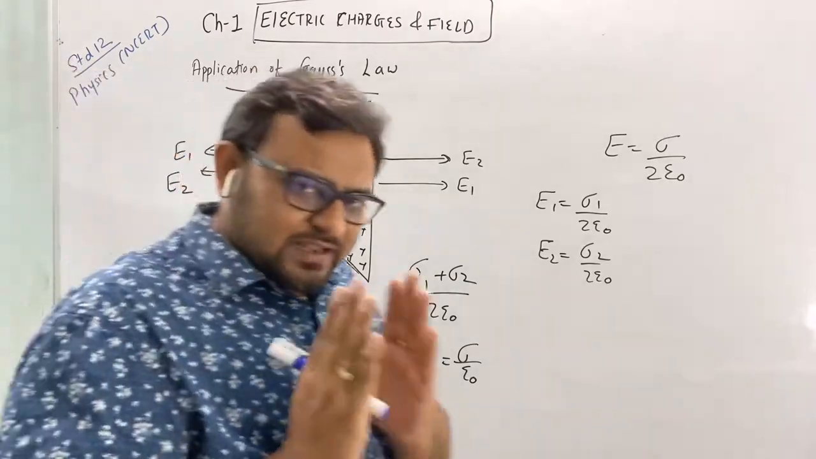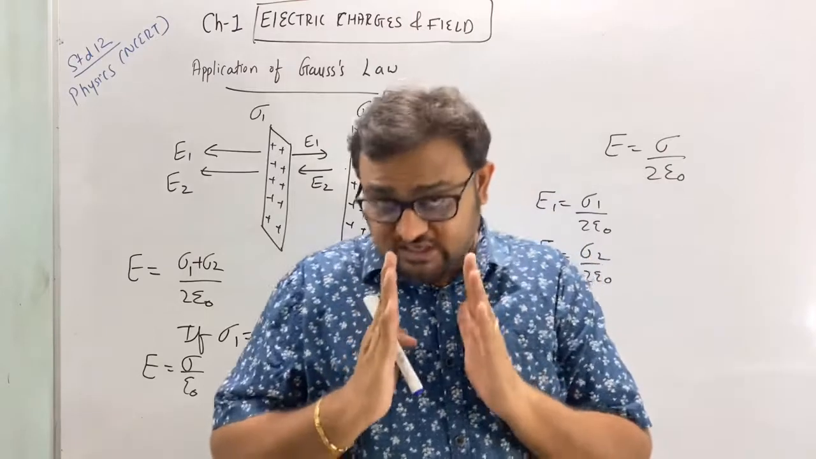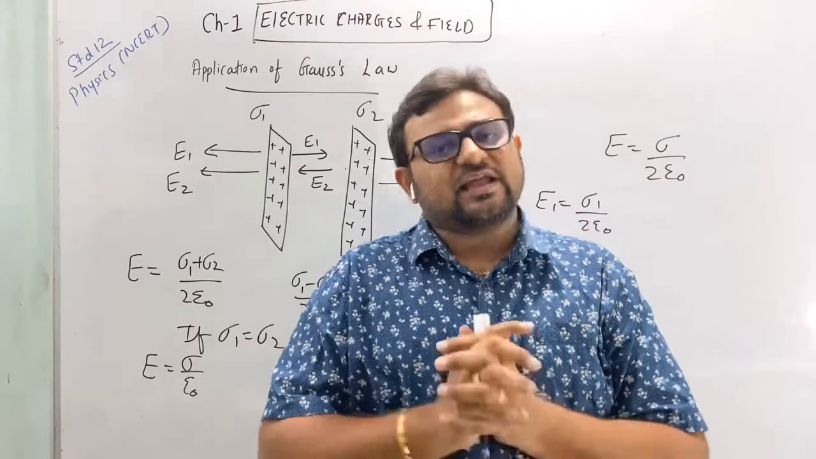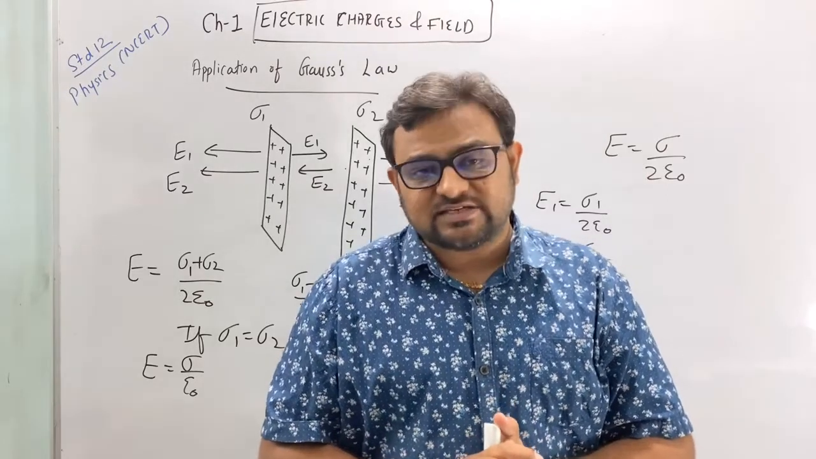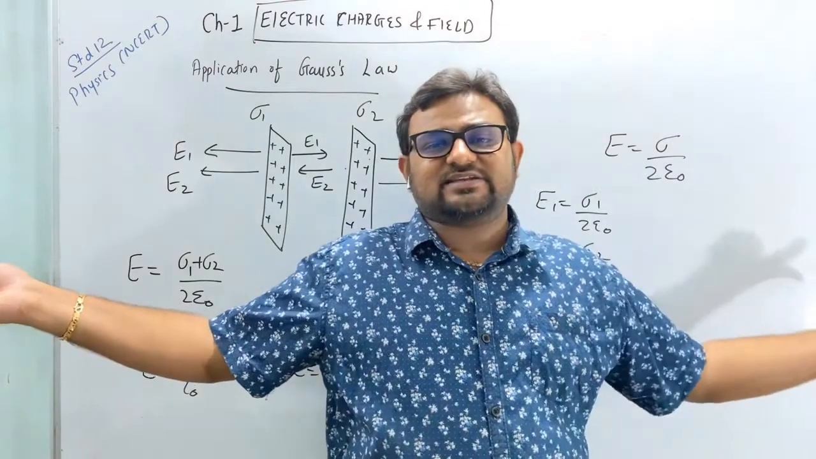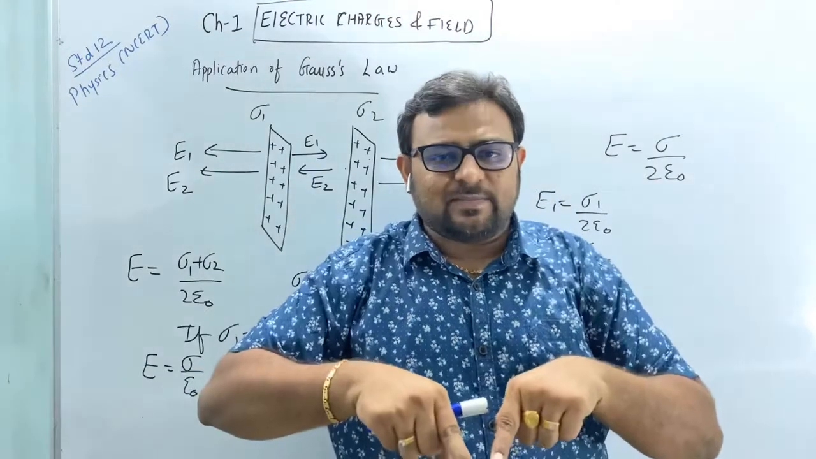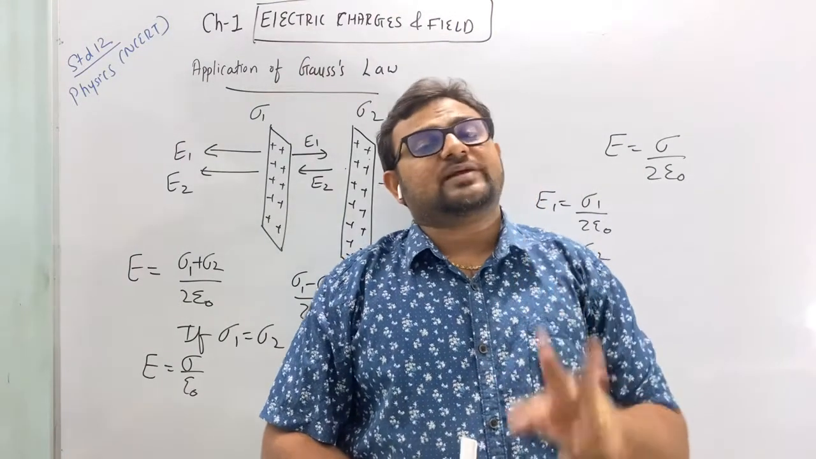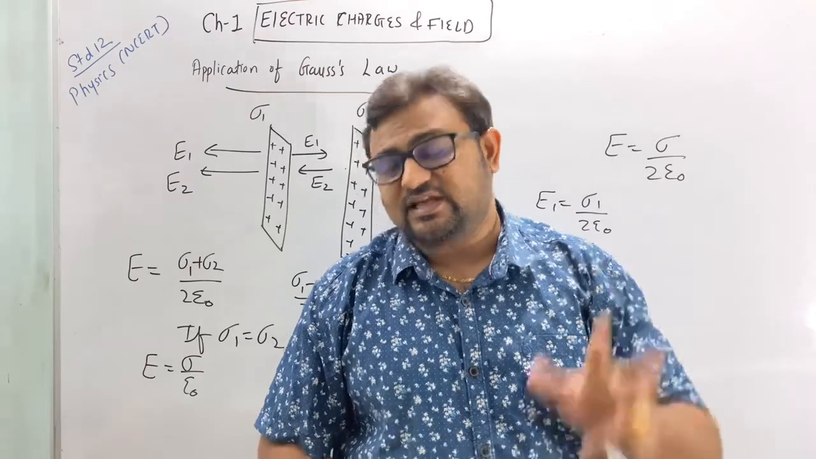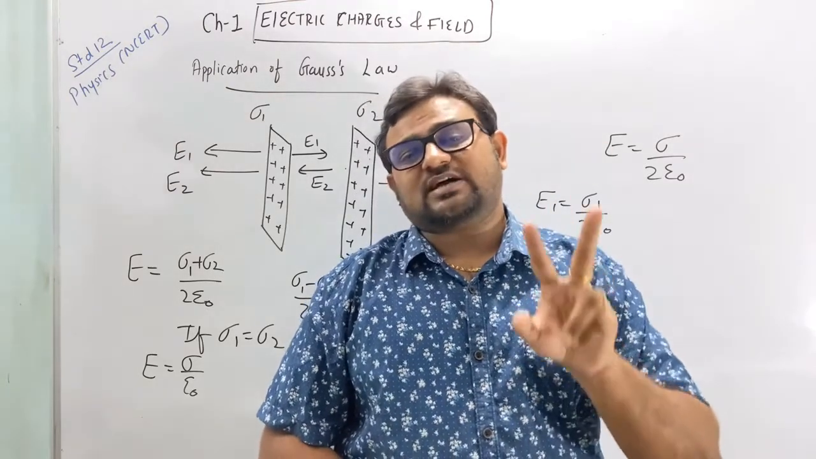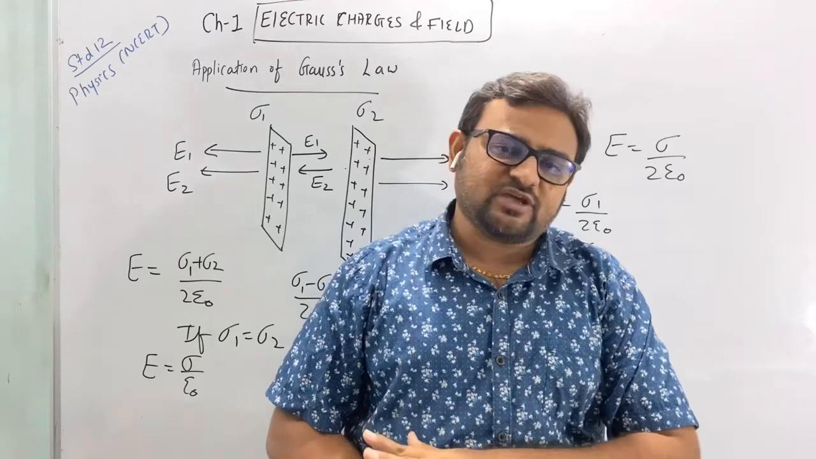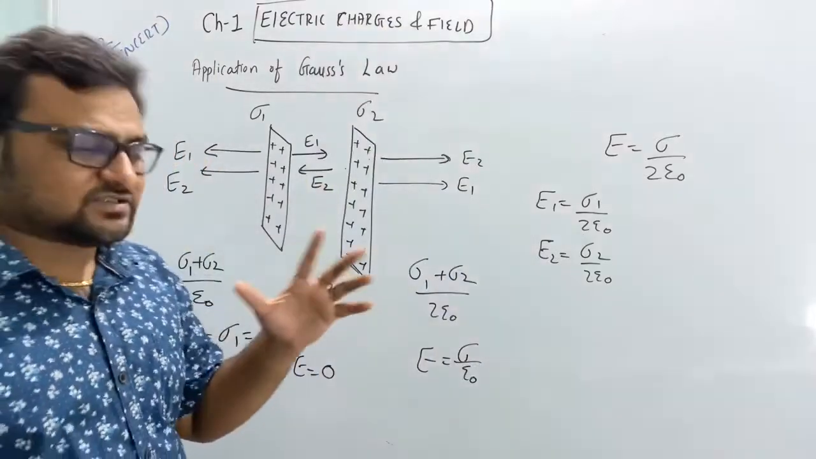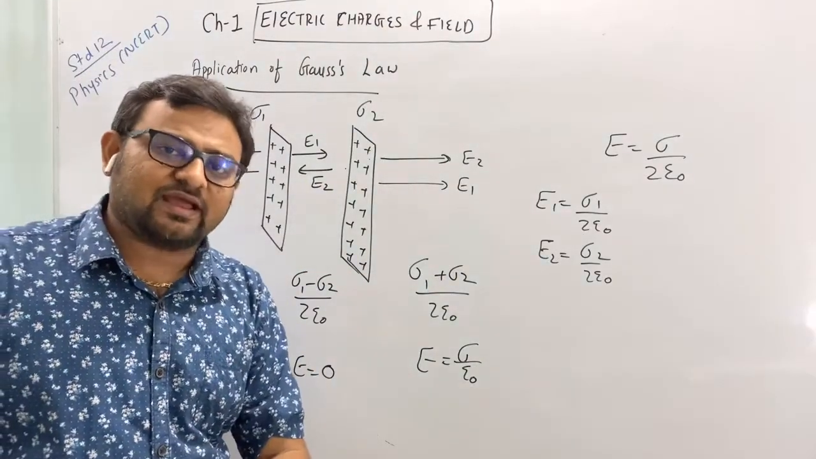Same thing will be there if both are negatively charged. If two plates are positively charged or negatively charged, meaning the charge is the same, and they have the same charge density, then outside the plates it is sigma by epsilon 0, and between the plates it's 0. But remember, both plates must have the same surface charge density, and both charges must be the same, either positive or negative. Clear?